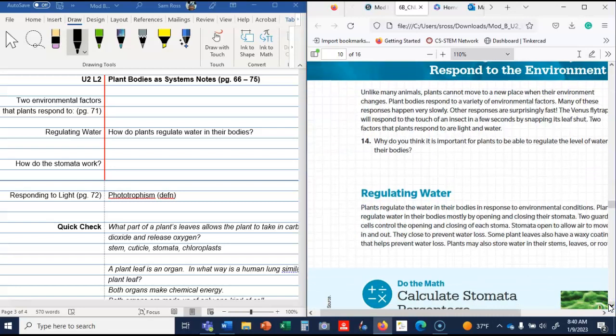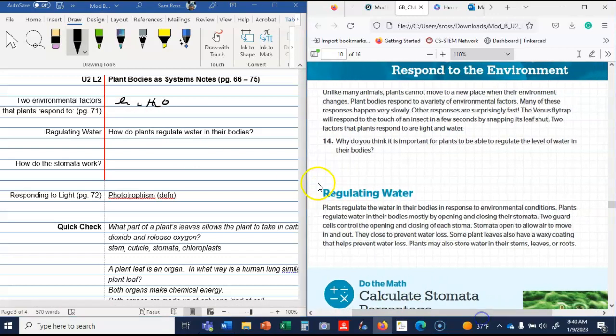Oh, here's our environmental factors. I don't know why, and that's on 73. Plants respond to a variety of environmental factors. 2 factors that plants respond to are light and water. So your light and water are going to be here. How do plants regulate water in their bodies? Plants regulate water in their bodies in response to environmental conditions, mostly by opening and closing their stomata.